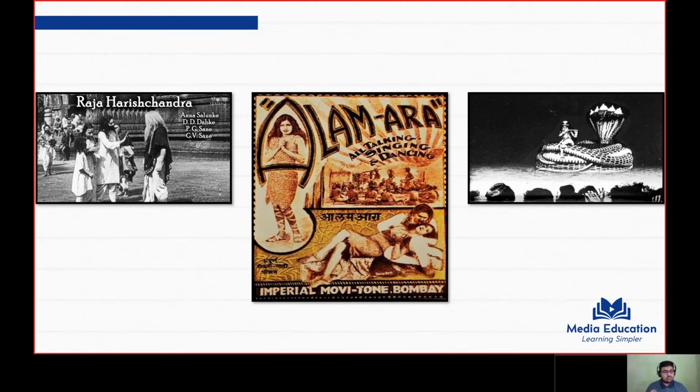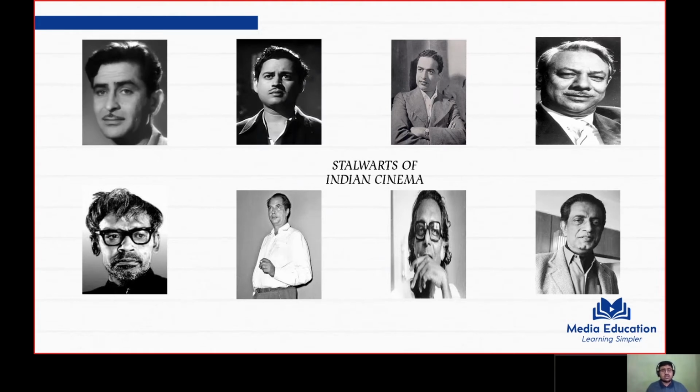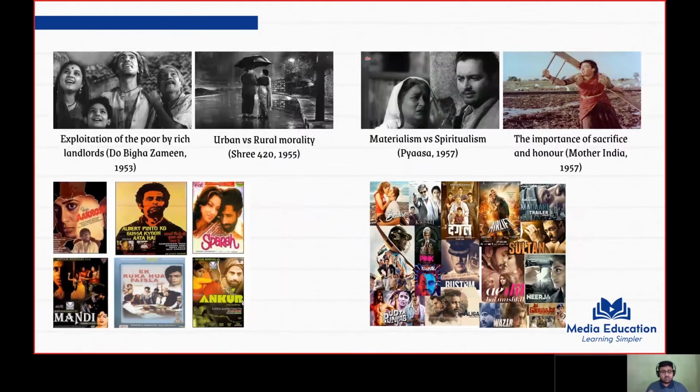Early Indian cinema was founded on genres such as mythological and devotional films. Studio owners had set a tone of film production playing an essential role in promoting nationalism. The late 40s to early 60s are regarded as the golden age of Indian cinema, with some of the best directors having made films at that time. The best directors of the time drew on the wide spectrum of cinema with themes ranging from exploitation of the poor by rich landlords, urban versus rural morality, materialism versus spiritualism, and the importance of sacrifice and honor.